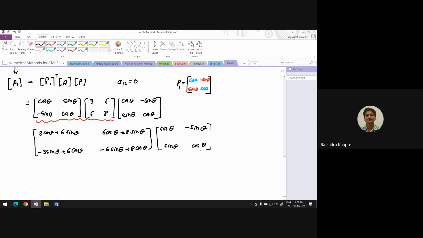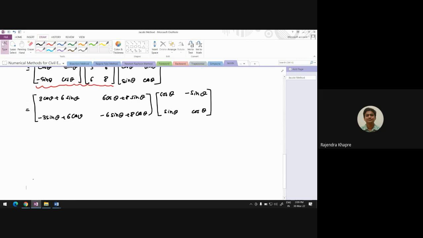I hope this is correct. Okay, then again you go for the expanded version of this. Let me write it down. Here, this entire term will be multiplied with cos theta, so this is going to become 3 times cos square theta plus 6 times sin theta cos theta.